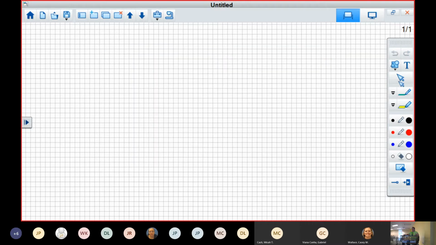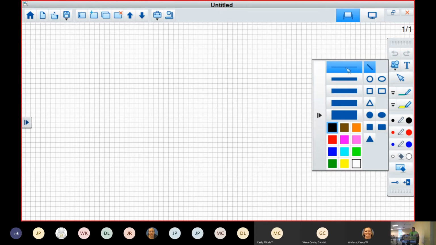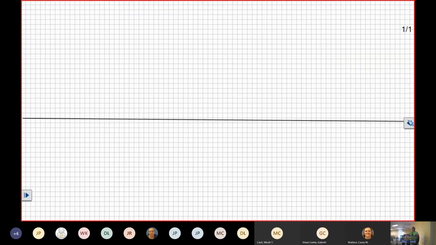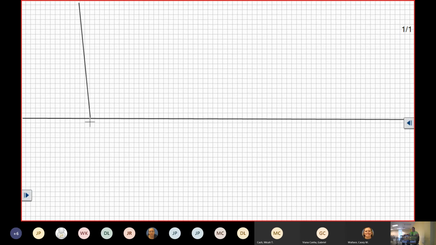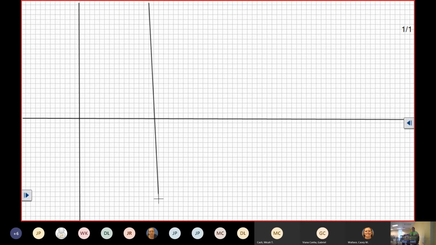I want you to take your ruler, and I want you to draw a line across the middle, like this. Then I want you to draw at least 10 small boxes, like this.